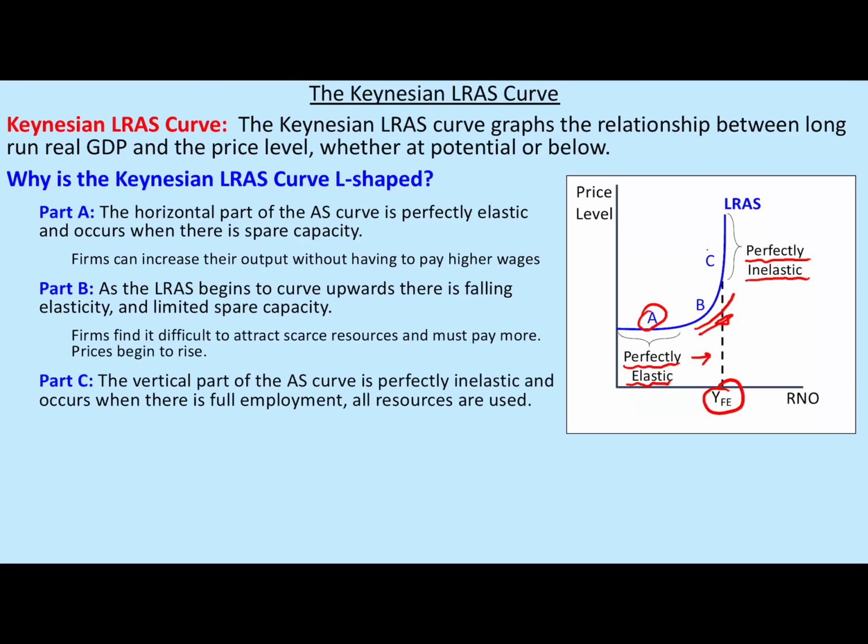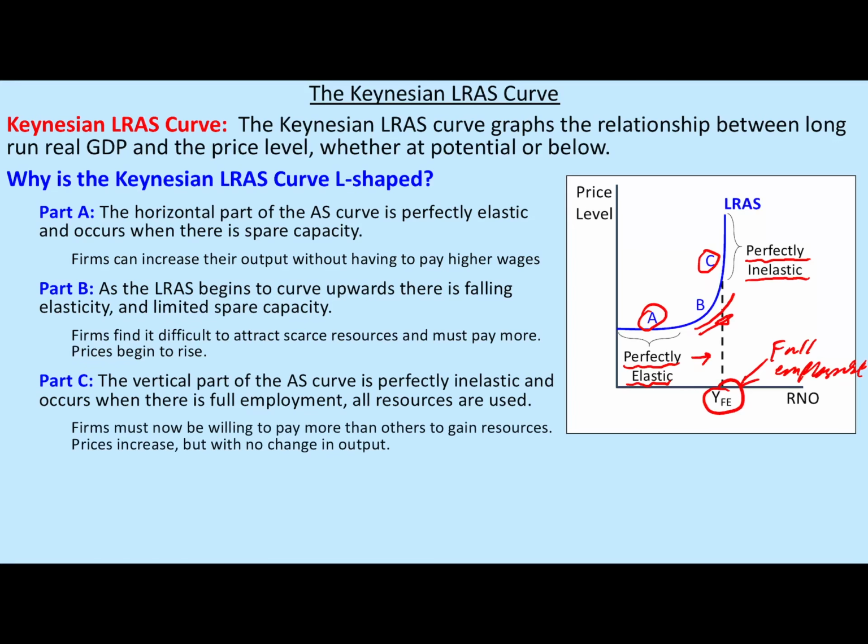Part C then is our vertical part of our S curve, perfectly inelastic. And this occurs when there is full employment. Therefore, we're at the YFE, the full employment level of output. On this part of our S curve, all resources are being used. Firms, therefore, in order to increase the resources that they have, have to pay more than their rivals to get them. And therefore the price level will go up. If I look at this point here, PL0 to PL1, there's actually no increase in YFE there, just inflation, no change in output.